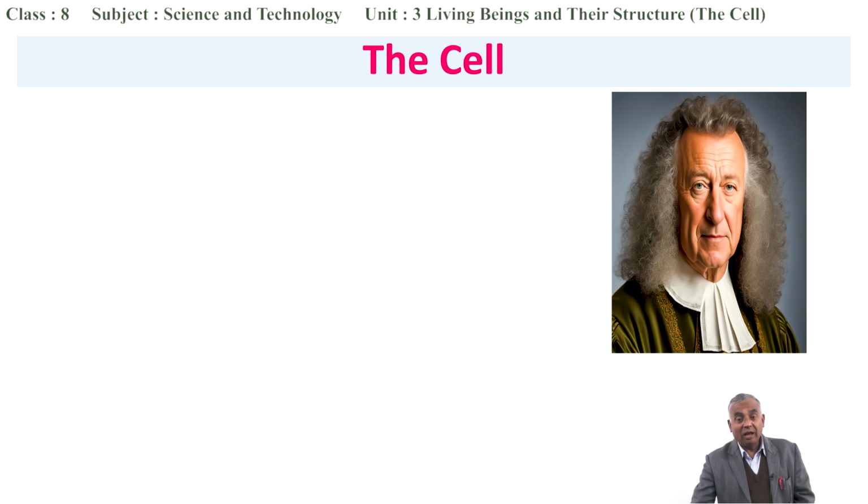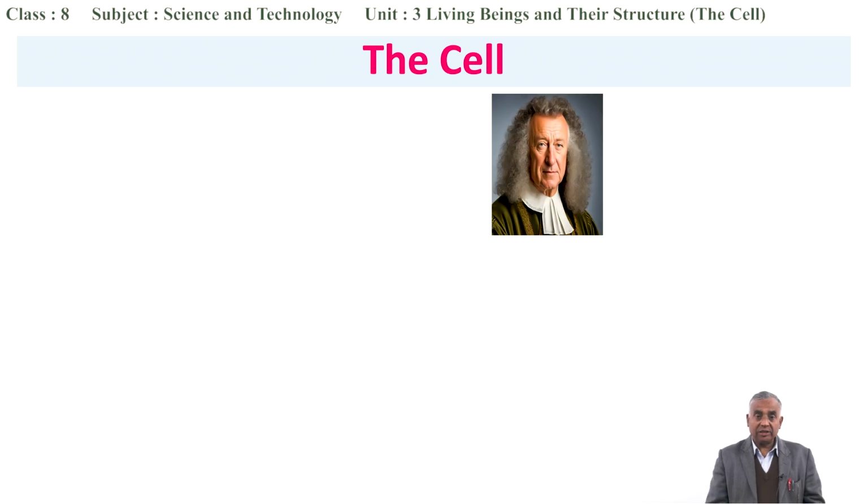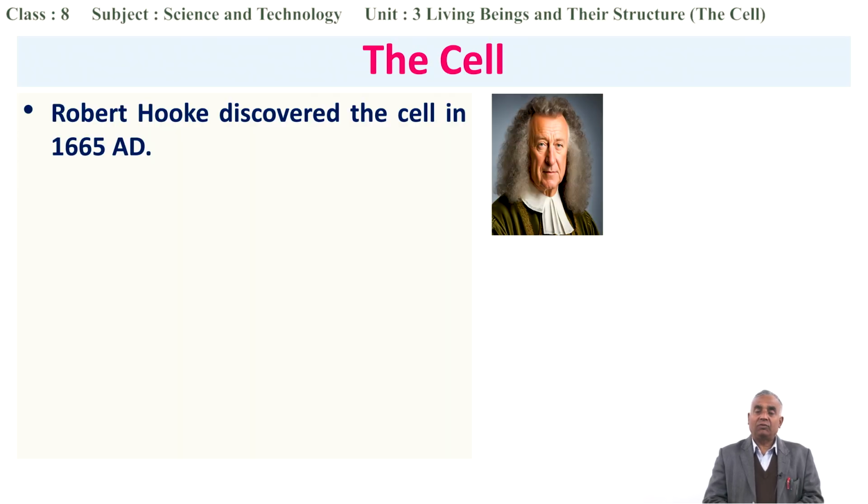Can you guess? Yes, he is what? Who? Robert Hooke. He is a biologist, Swedish biologist, and he is known for the discovery of the cell. Do you know when the first cell was discovered? 1665 AD. It was 1665 AD when Robert Hooke discovered the cell.